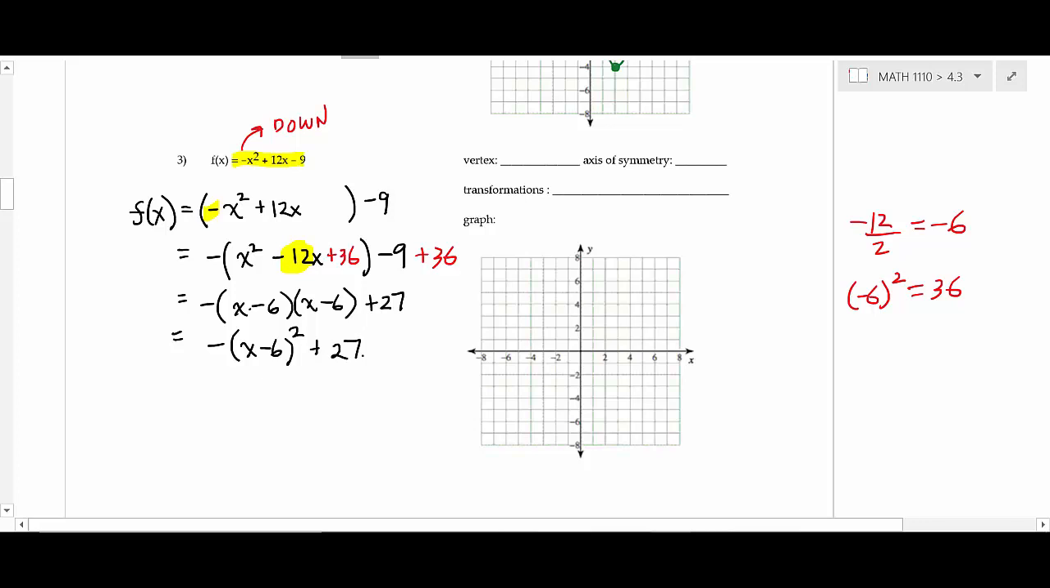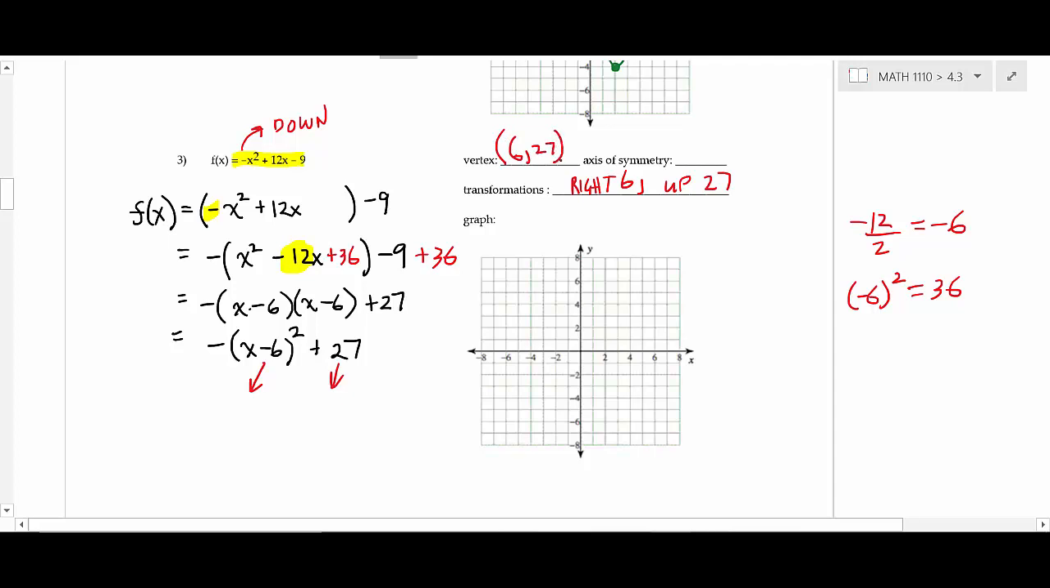All right. Okay, so now what we have on that is, what are the transformations? Right, 6, good. Okay, and the 27, what's that? Up 27. Okay, so that's where your vertex is. Your vertex is going to be to the right 6, and then over 27 like that.